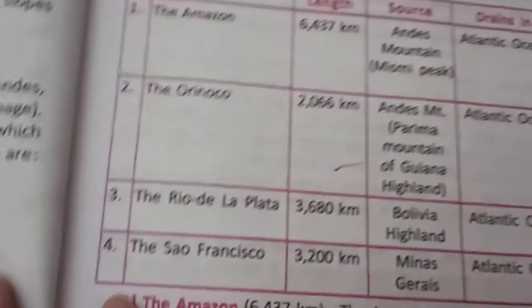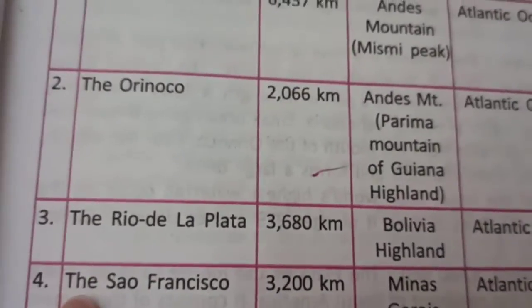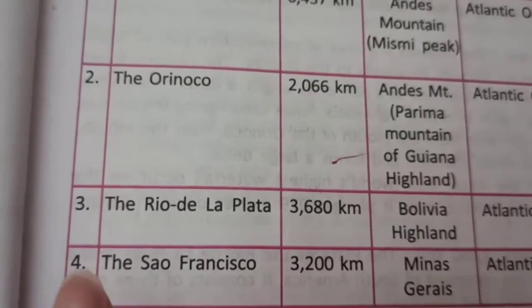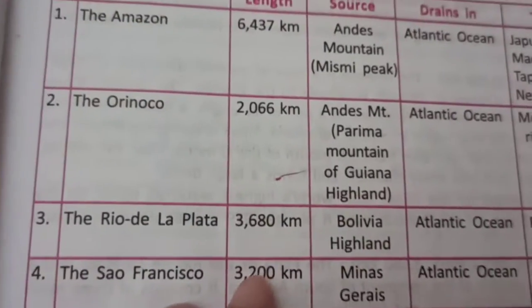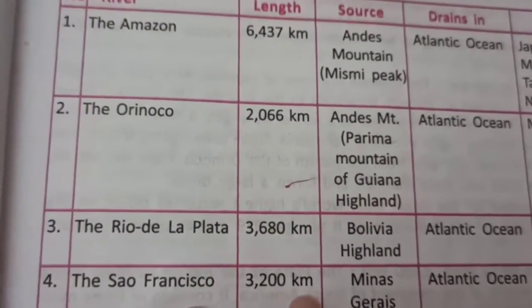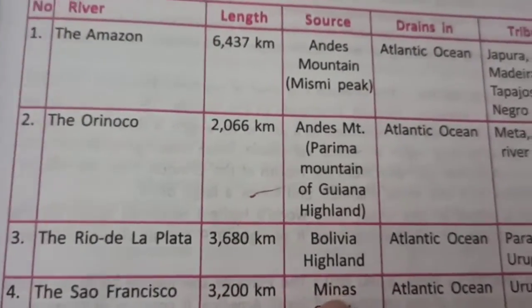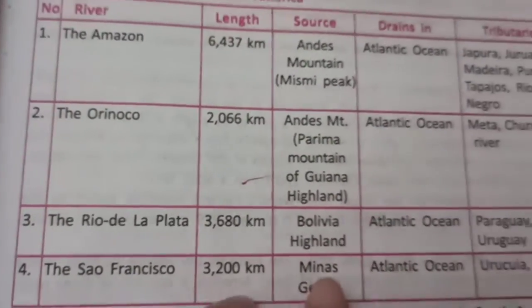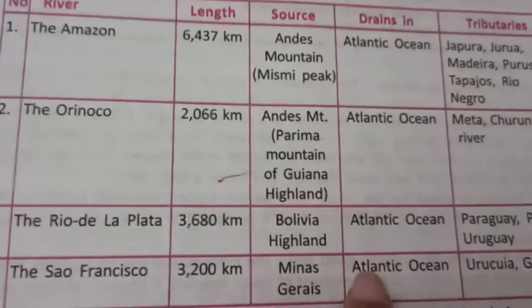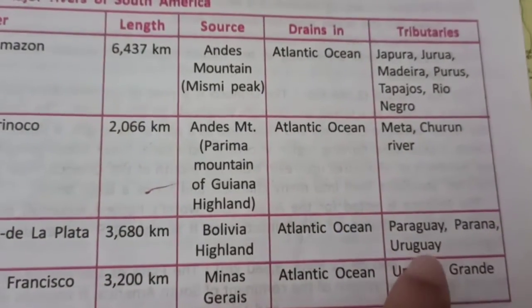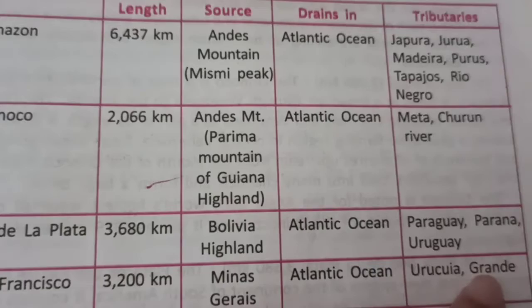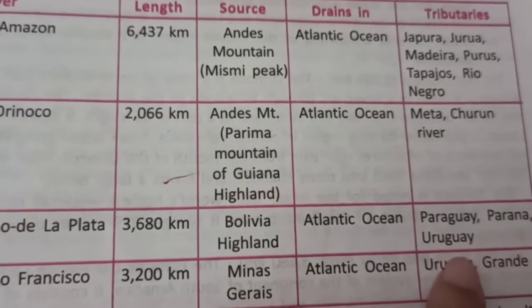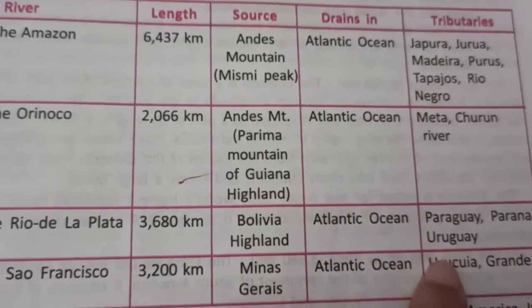Okay, the next important river is the São Francisco. São Francisco is another important river of South America. The total length of this river is about 3,200 kilometers. It has its source in the Minas Gerais region. It drains into the Atlantic Ocean, and the tributaries of this river are the Urucuia and Grande. These are the two important tributaries of this river.